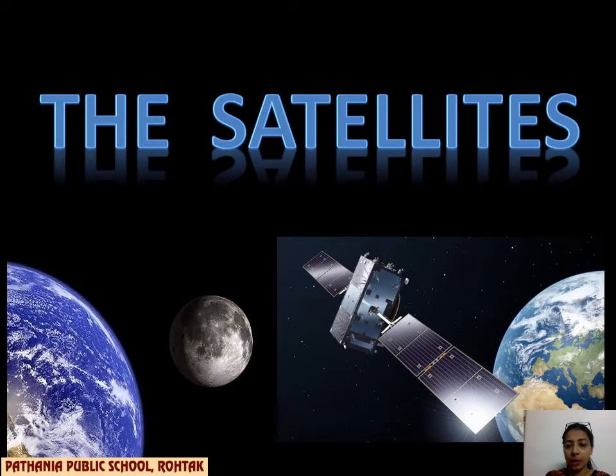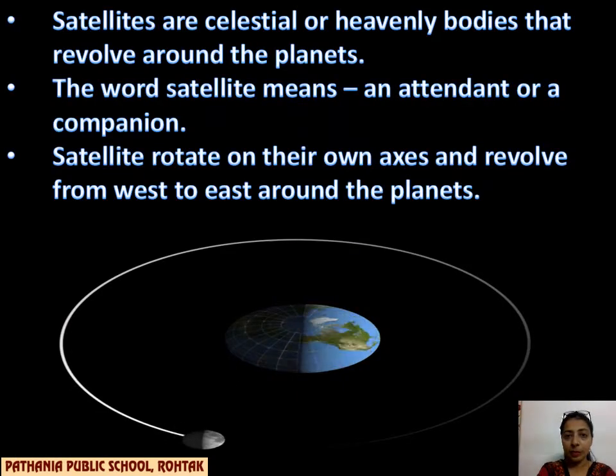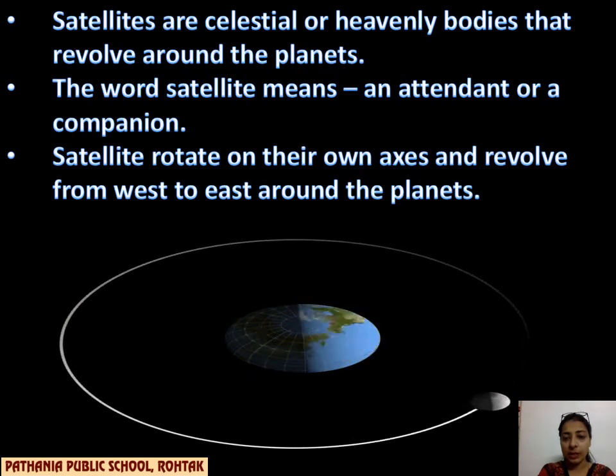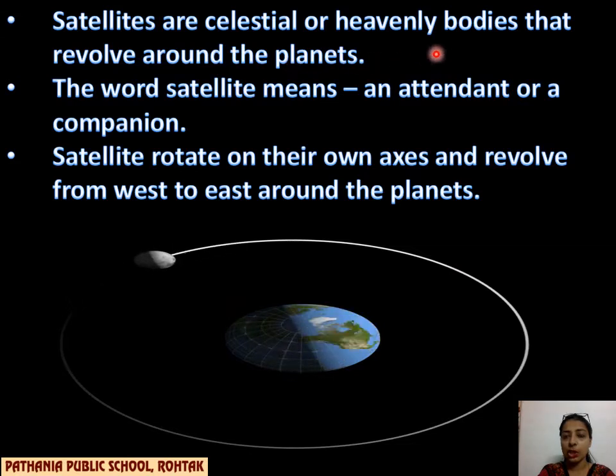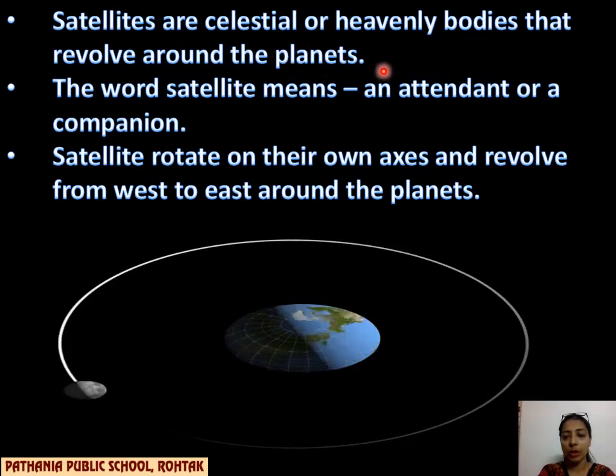The first thing that we are going to discuss is the satellite, and here in this picture, if you are able to see, this is the natural satellite and here is one man-made satellite. Though they both work the same, they are just revolving around the planets, and they give us a lot of information. But this is something else. This is the natural satellite. So, what are the satellites? First of all, what are the satellites? Satellites are the celestial or heavenly bodies that revolve around the planet.